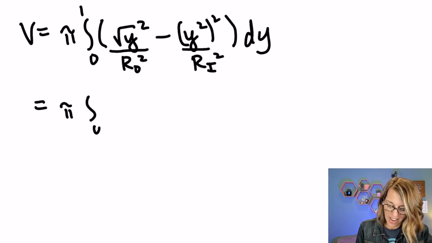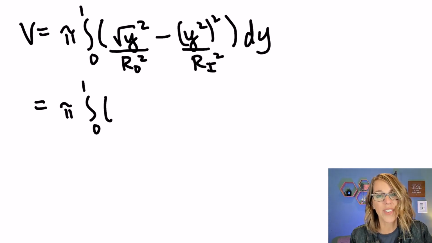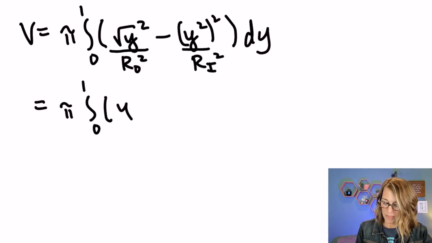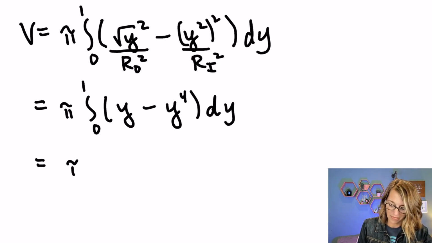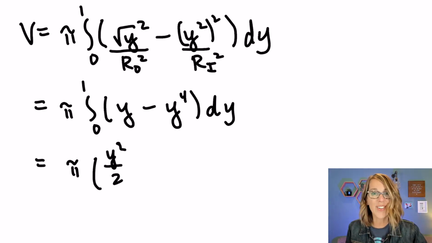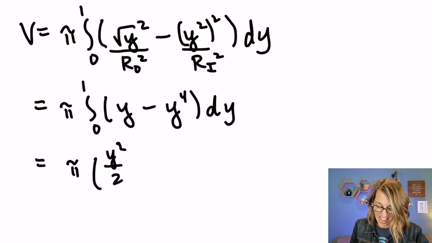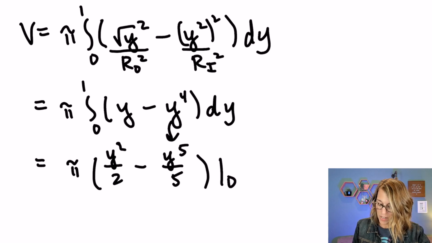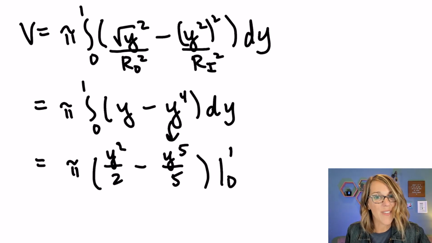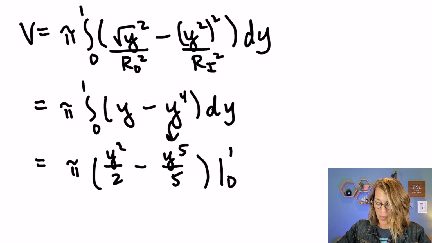I end up with that pi on the outside, 0 to 1. The square root squared, that's just y. And y squared squared is y to the 4th, and I've got my dy there. Let's do a couple of power rules. So I get pi, y squared divided by 2 is the integral of y, and the antiderivative of y to the 4th is y to the 5th divided by 5. Super nice limits of integration. We're going to evaluate that from 0 to 1.